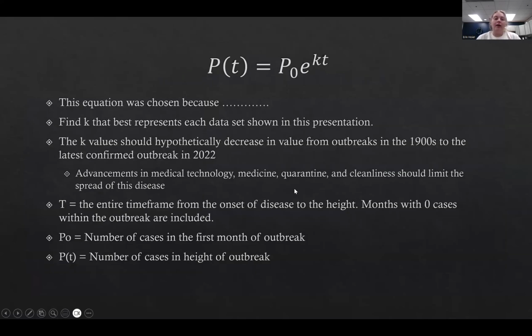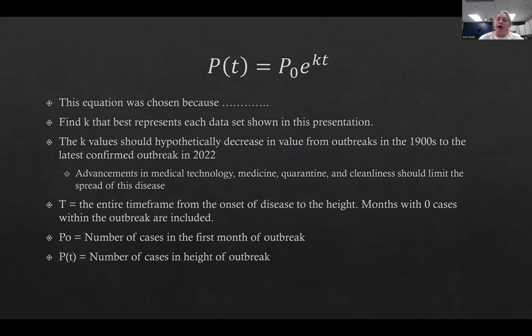So for this project, I decided to use this equation shown up top as it is an exponential growth equation, which is a really good equation to use to model outbreak numbers. For my project, I decided to find the k that best represents each data set shown in this presentation, and the k values should hypothetically decrease in value from the original outbreak in 1993 to the last confirmed outbreak in 2022. And this is because of advancements in medical technology, quarantine practices, stuff like this.